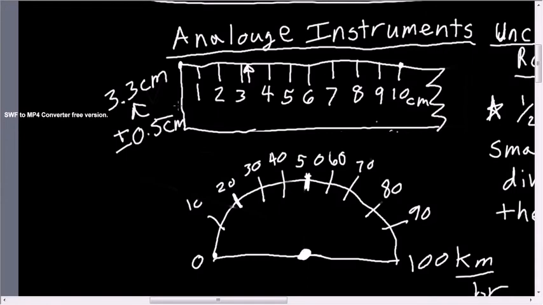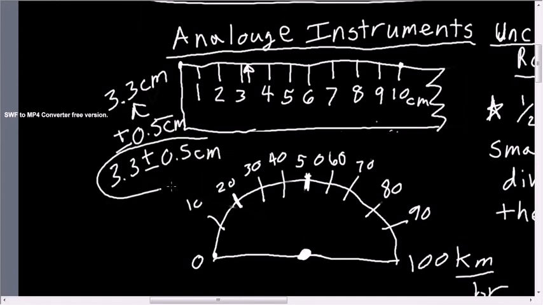So when we report this measurement, I would say it's 3.3 plus or minus 0.5 centimeters. The reason we add plus or minus 0.5 centimeters is because there are no lines between the 3 and the 4, so we can't really say whether it's exactly 3.3 centimeters, but we do know that it's less than 1/2 of a centimeter off, so that's our range of uncertainty. Let's look at another example of this.